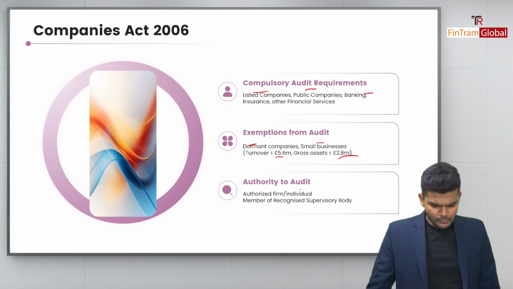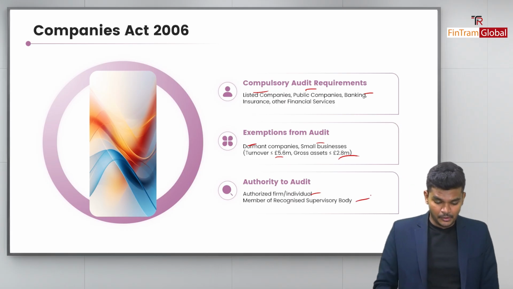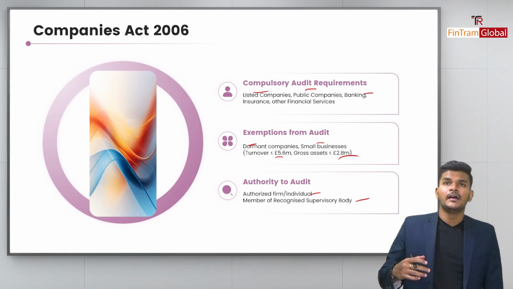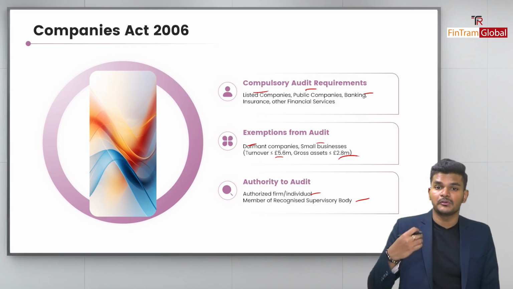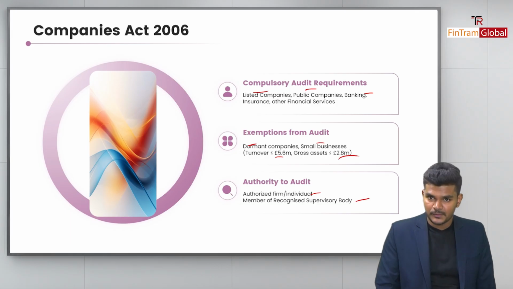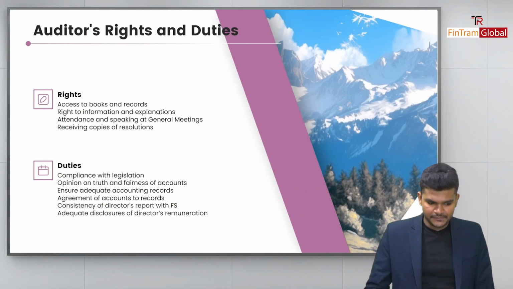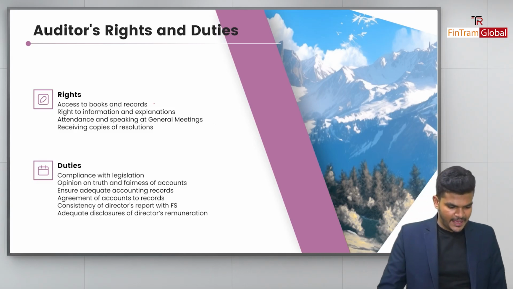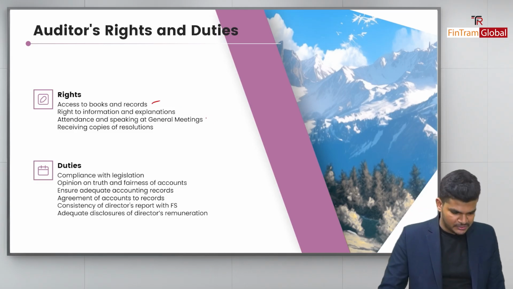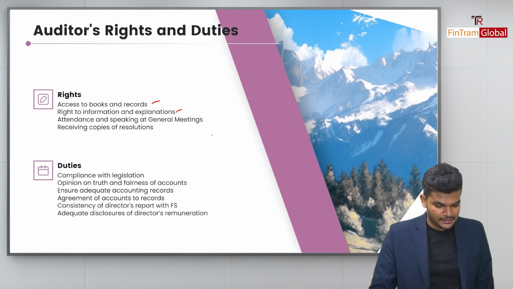And what else? Who has the authority to audit? An authorized firm or individual, who is authorized by the Secretary of State, or a member of a recognized supervisory body as well. Okay, folks. And what else? Rights and duties of the auditors. So, what rights do they have? Auditors have access to all the books and records, the right to information, and they have the right to obtain information and explanations for certain numbers, right?